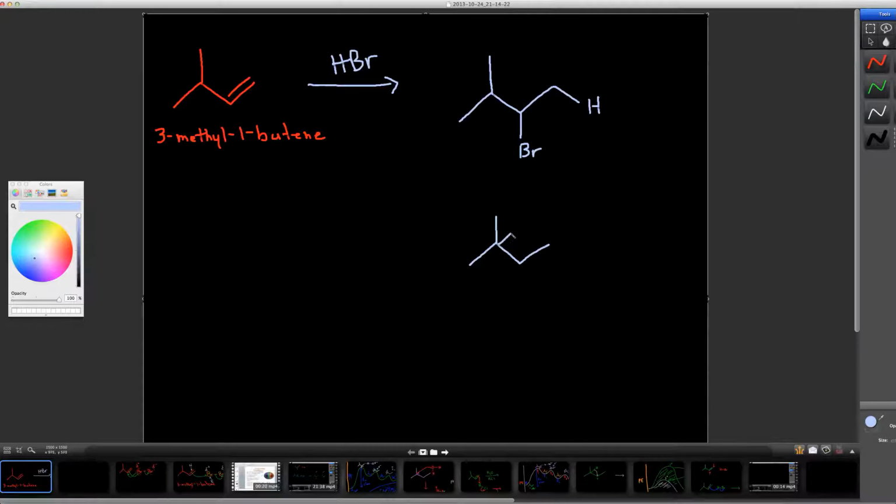And so we'll get a reasonable amount of product in which I have 2-bromo-2-methylbutane, about 60% of this, about 40% would be 2-bromo-3-methylbutane.